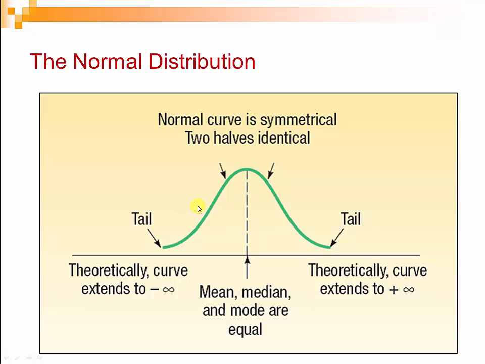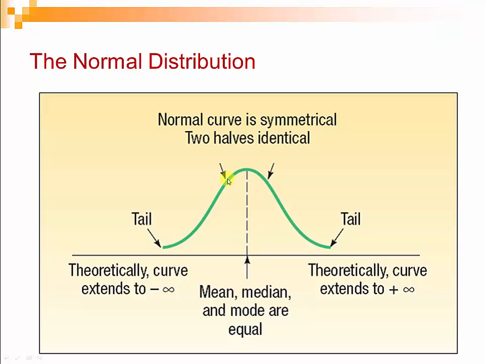In our normal distribution, that's the bell curve that you've probably seen before, it is symmetrical. Each half is identical and a mirror image of the other half. It has only one single peak, because remember, there are multimodal or bimodal distributions. This one only has one mode. The mean, the median, and the mode are the same. They are all in the center point of it.